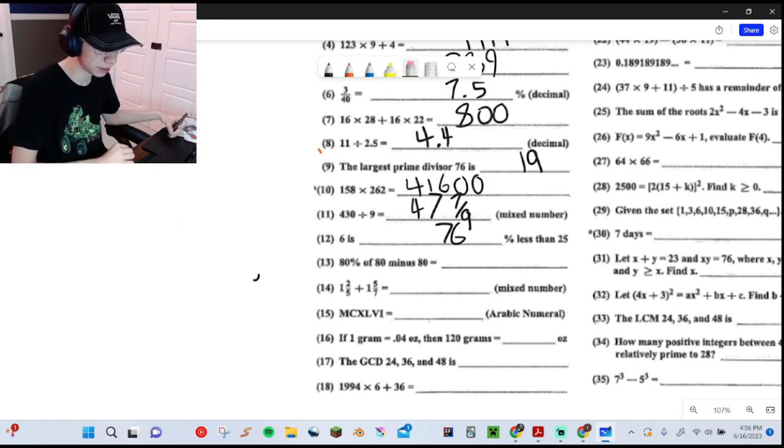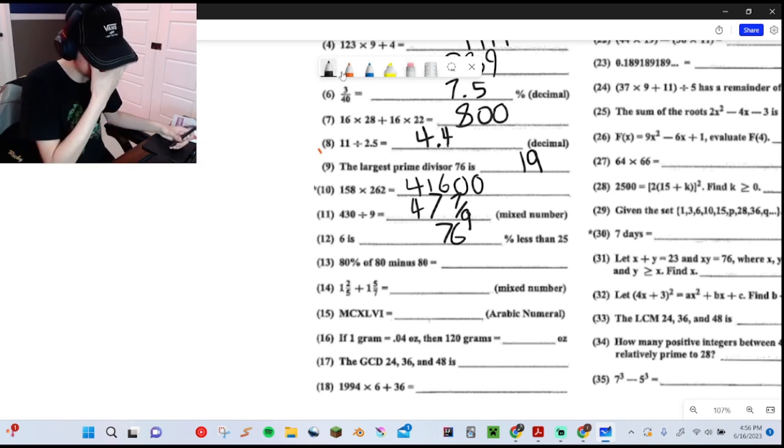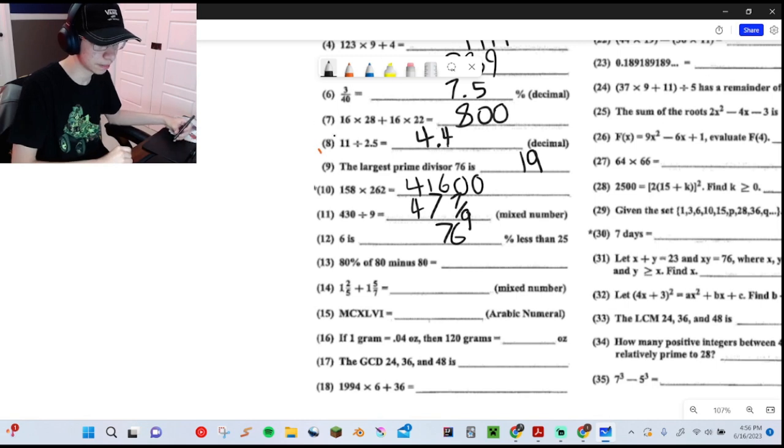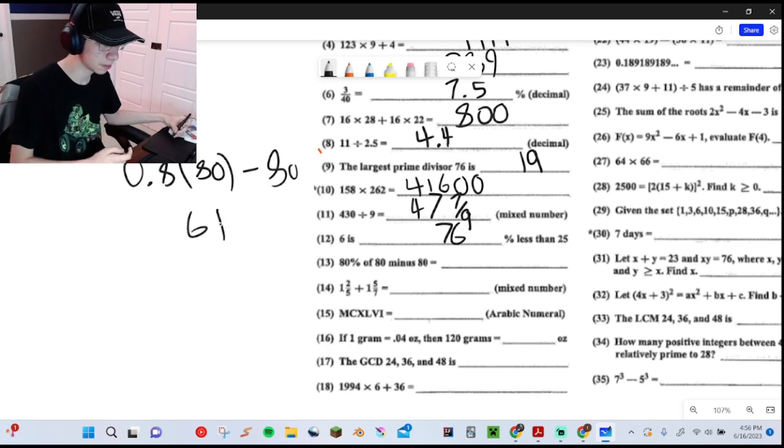Okay, so number 13. We have 80% of 80 minus 80. So that's the same as doing 0.8, 80%, times 80 minus 80. 0.8 times 80 is just 64. Minus 80, that's going to be negative 16.